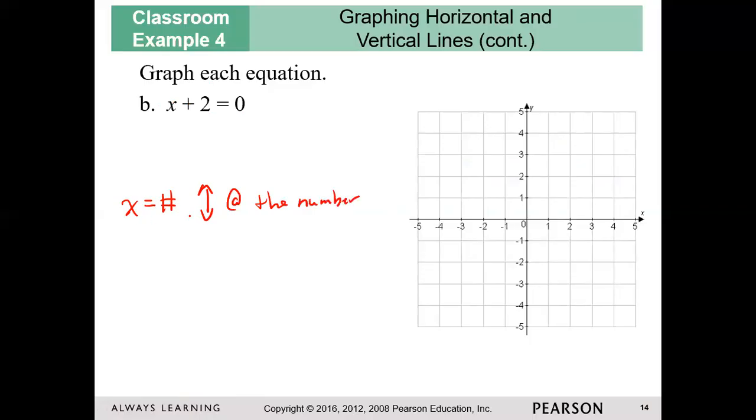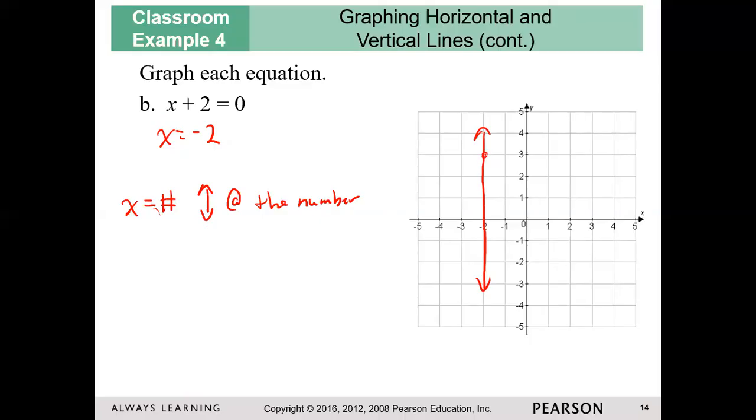So this situation is pretty much the exact opposite of the other one, where y equals a number was a horizontal line. X equals a number is going to be a vertical line. So once we solve for x, it is going to be x is equal to negative 2, and that is a vertical line at that number.